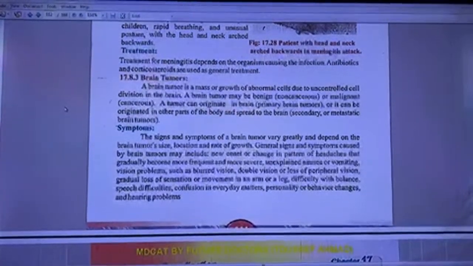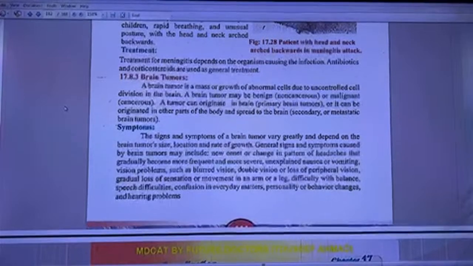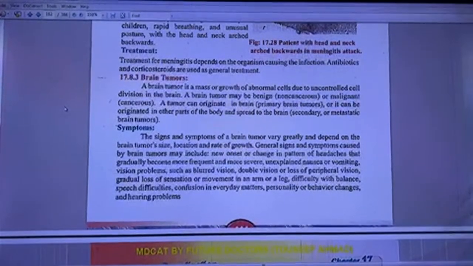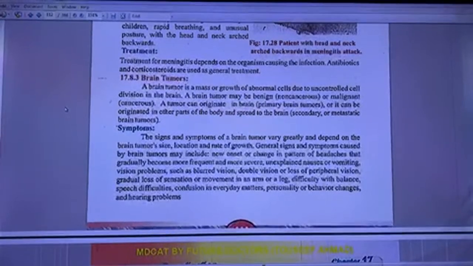Brain tumors. A brain tumor is a mass or growth of abnormal cells due to uncontrolled cell division in the brain. A brain tumor may be benign or malignant. A tumor can originate in the brain, called a primary brain tumor, or it can originate in another part of the body and spread to the brain.